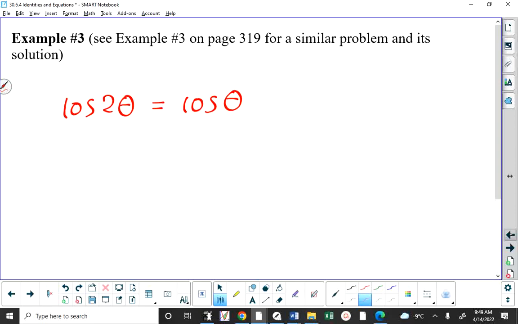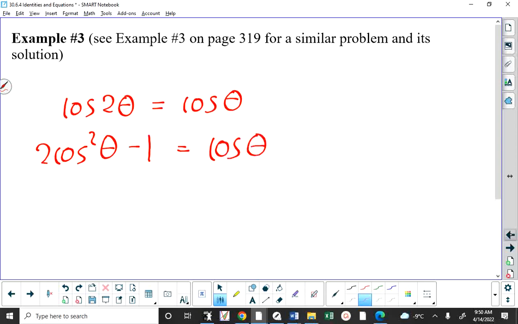Which one do you think, Jonathan? Would it be the second one? Can you say it out loud for me? Because I don't know what order they're in. 2 cos squared of x minus 1. Definitely. And in this case, we're using theta. So it would be 2 cos squared of theta minus 1 equals cosine of theta.